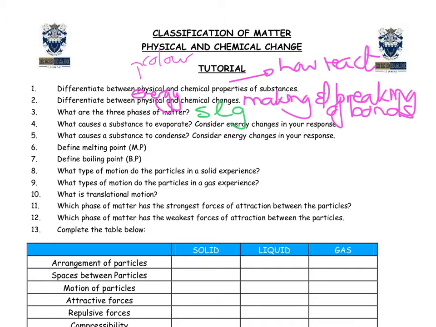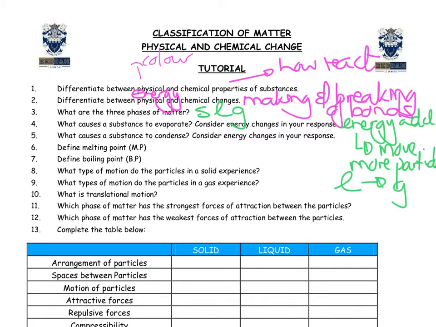What causes a substance to evaporate? Energy is added, and then it causes the particles to move more, and then finally that causes it to change from liquid to gas phase.